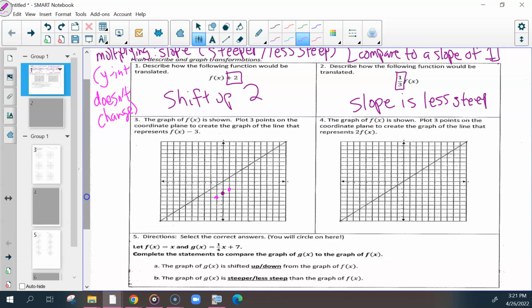If you want to go all the way out here and say, well, if this was here, I would move it down 3, and that would also be correct. Same thing here. If this was right here and I move it down 3, it would now be here. So as long as you have 3 points that would work with this, you're good.